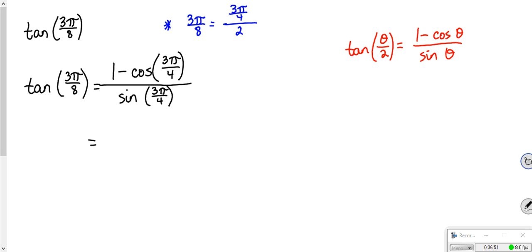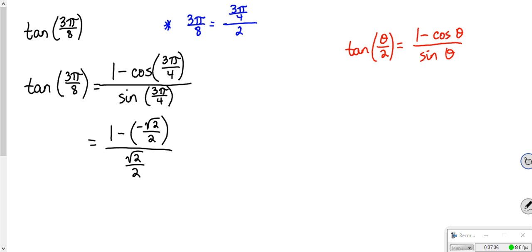Now, use your unit circle or whatever to figure this out. Anytime your angle's divided by 4 in radians, you're going to have a 45-degree relative angle. So this is going to be 1 minus a negative root 2 over 2. Why is it a negative root 2 over 2? Because 3 pi over 4 is in the second quadrant, and cosine in the second quadrant is negative. All over sine of 3 pi over 4, which is positive root 2 over 2. Remember, sine is your y-axis, so it's positive in the first and second quadrants.